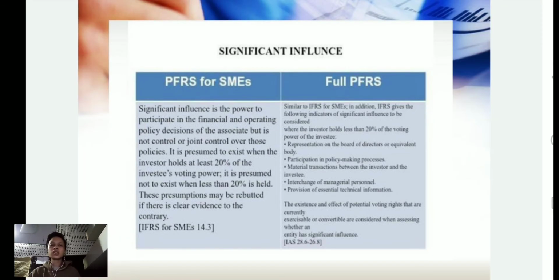The next one is significant influence, in which the PFRS for SMEs has the power to participate in financial and operating policy decisions of the associate, but is no control or joint control over those policies, in which it holds at least 20% of the investee's voting power. And the presumption may be rebutted if there is clear evidence to the contrary.